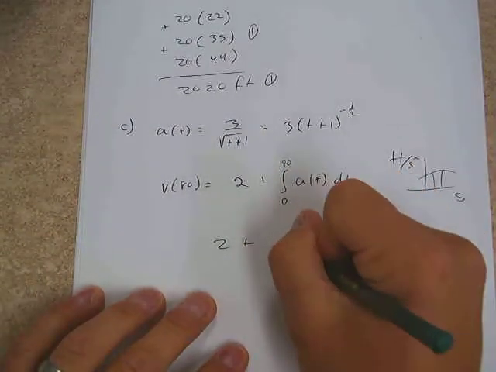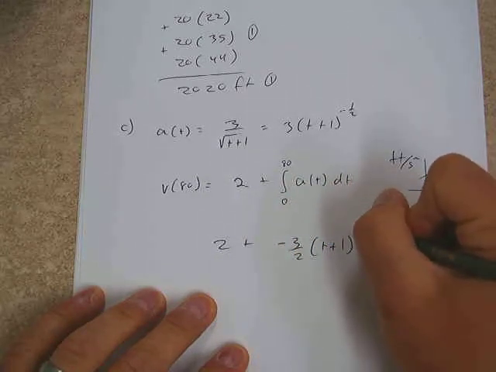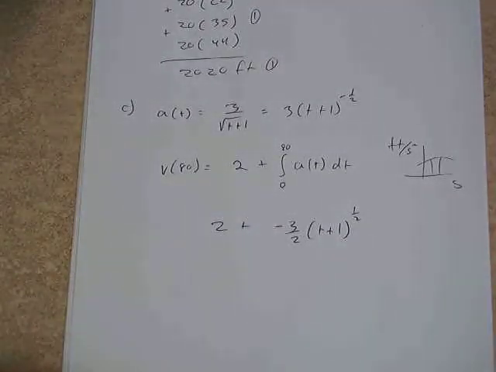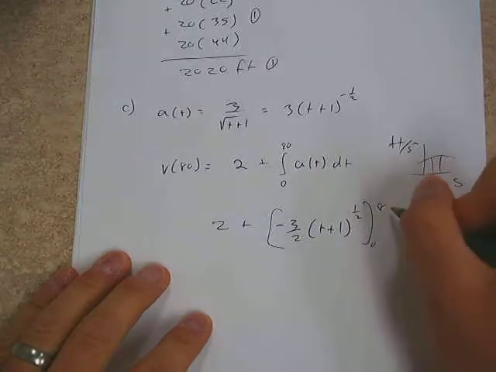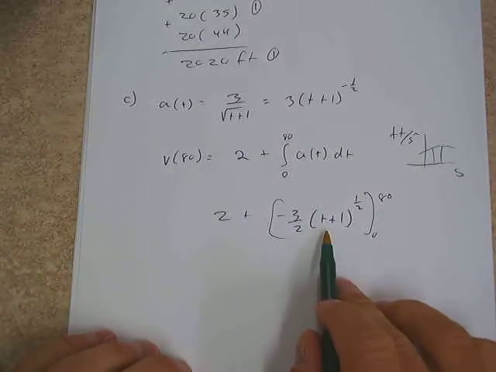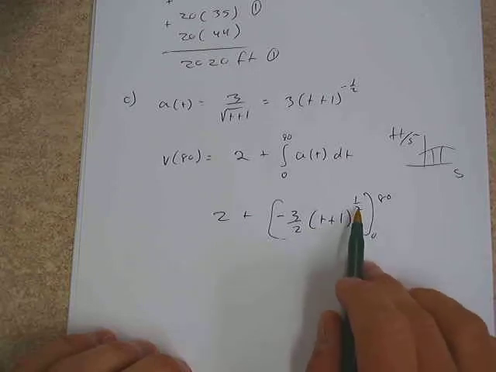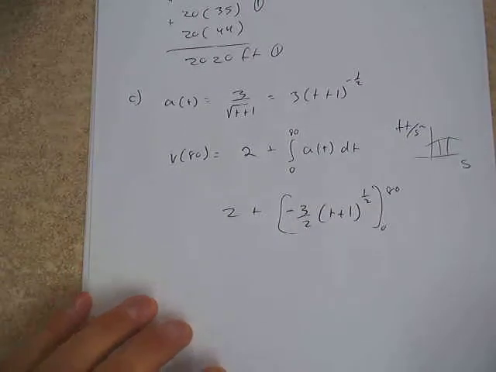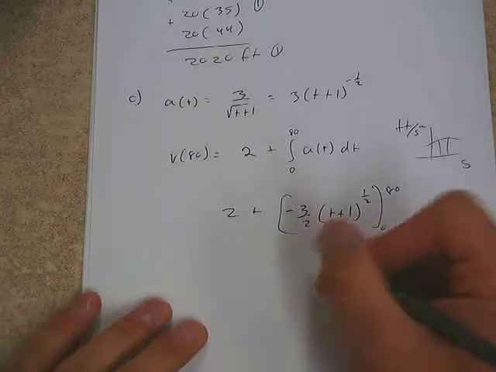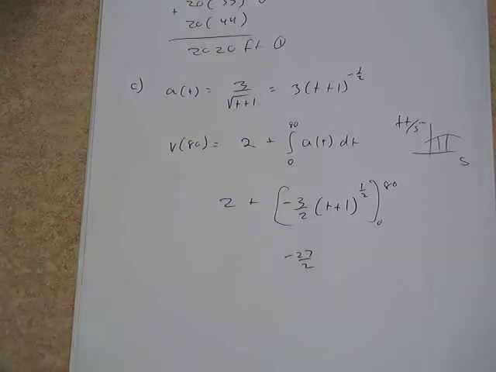And so again, that integral of the acceleration is going to give us the change in velocity. With that, it's not a calculator problem, so we can't type it in the calculator and just get an answer real quick. We've got to actually find the antiderivative here. If I rewrite the function as 3 times (t plus 1) to the negative 1/2, then the antiderivative would be negative 3/2 (t plus 1) to the 1/2. We're going to evaluate that on 0 to 80.